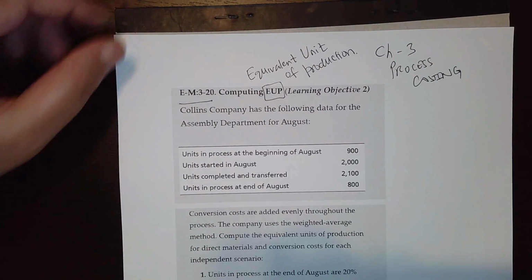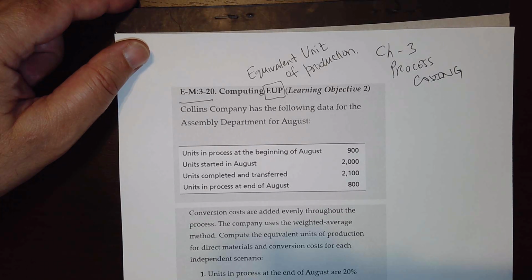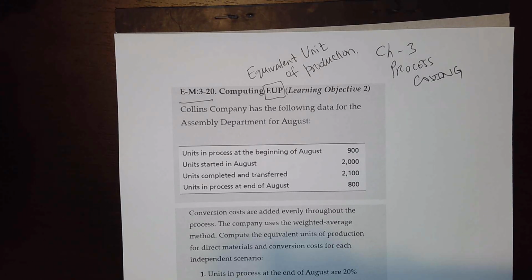In this problem, Collins Company has the following data from their assembly department. Keep in mind that we have talked in the previous lecture about 3 kinds of inventory: materials, work in process, and finished goods. The idea of equivalent unit of production only applies to the work in process inventory, because in materials all the parts are available in raw form, and on the assembly line we assemble everything together to prepare a completed product, and when a product is completed, it is moved from the assembly line to the finished goods warehouse.